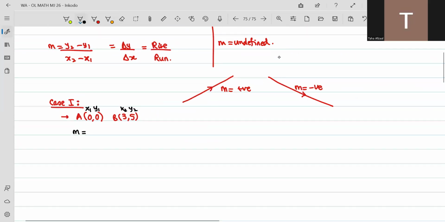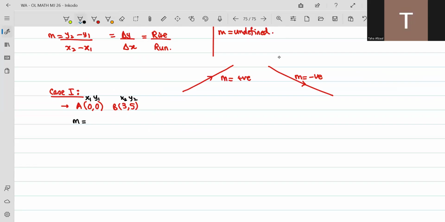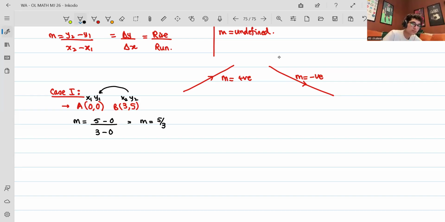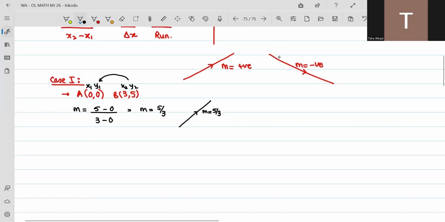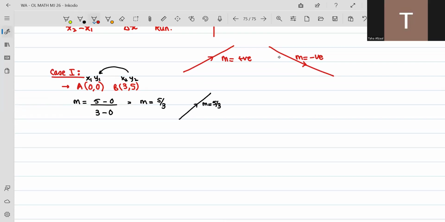The first coordinate you have is x1, the second coordinate is y1, then you have x2 and y2. y2 minus y1, can I say it is 5 minus 0 over 3 minus 0? Yes. Gradient is 5 over 3. Is this a positive gradient or negative gradient? Positive. The gradient is 5 over 3. This is how you would diagrammatically represent the first example.